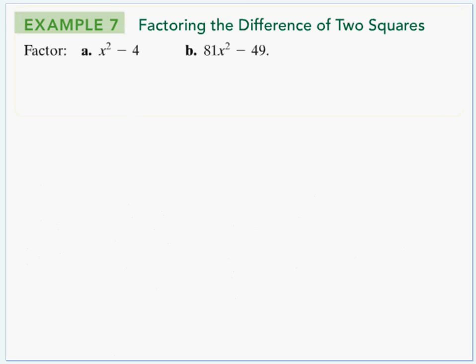These usually stick out like a sore thumb. The directions will say factor the difference of two squares, or you'll see a perfect square minus another perfect square. X squared is a perfect square, 4 is a perfect square.